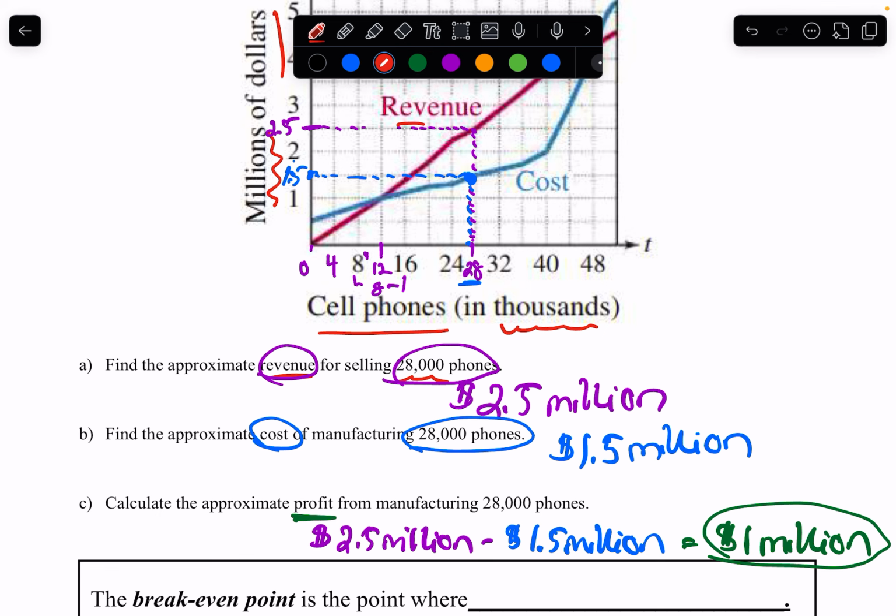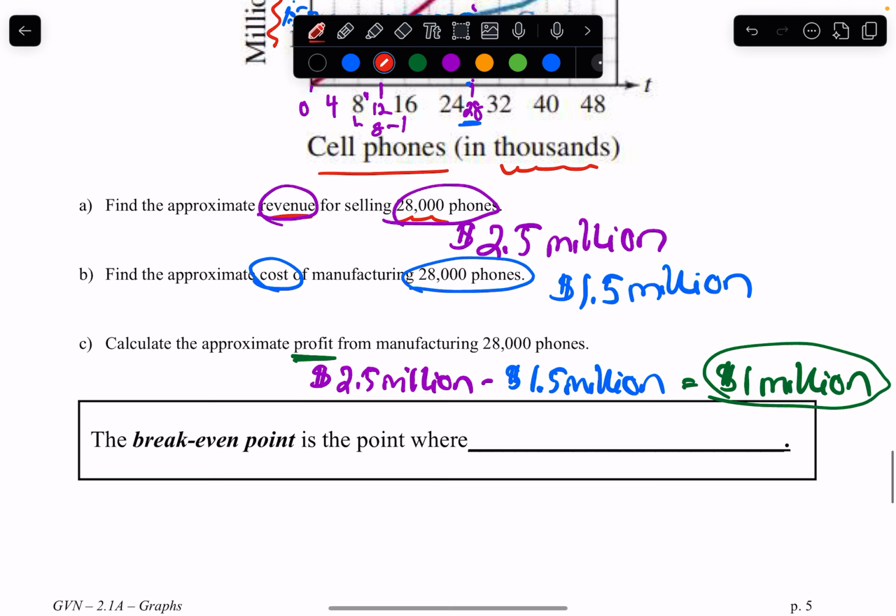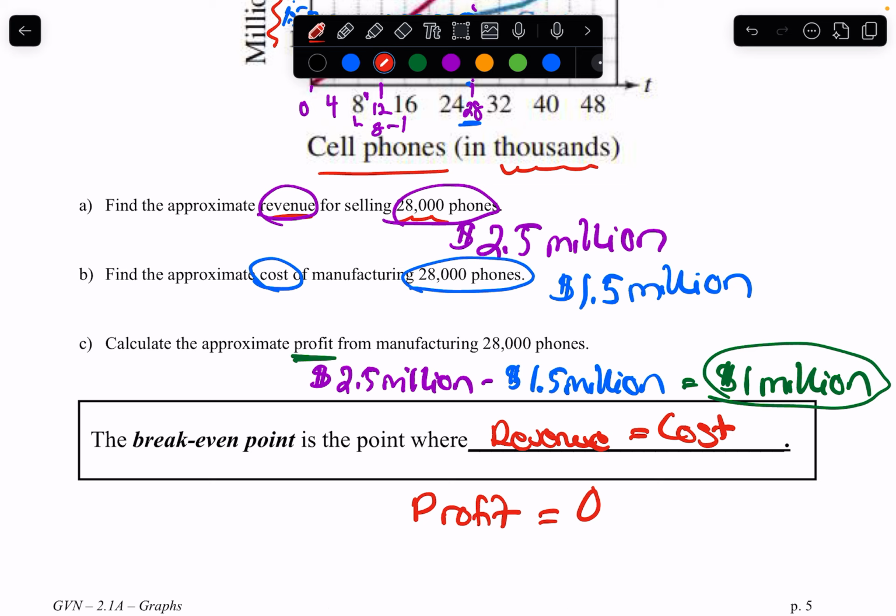Next, we're going to introduce another new term, which is the break-even point, and that is the point where revenue equals the cost. This same point means because revenue equals the cost, and if our profit is revenue minus cost, then profit is 0. So at the break-even point, profit is 0 and revenue equals the cost.